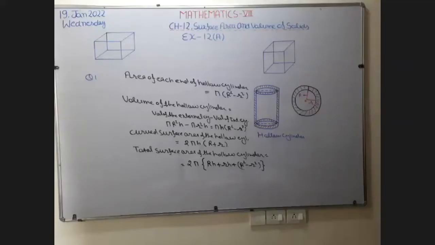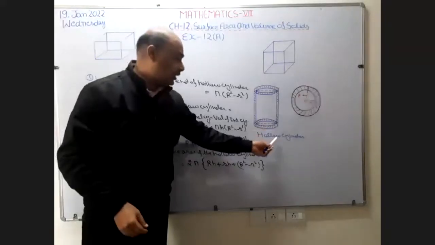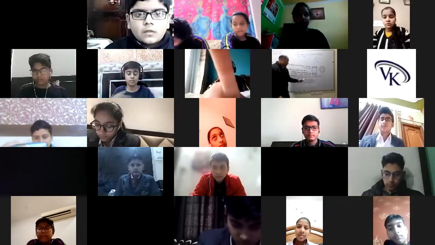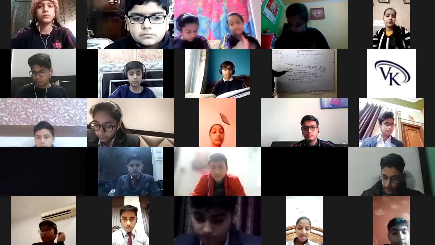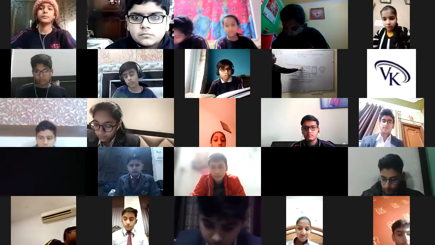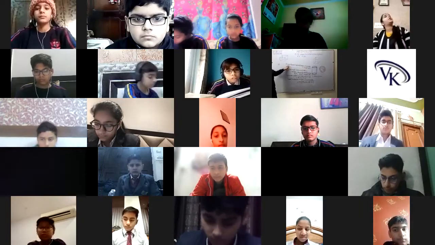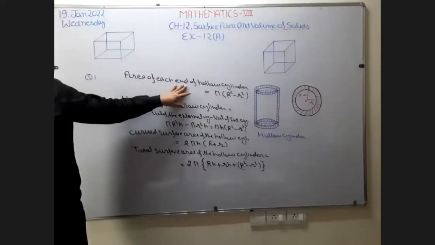Okay, beta. Now see on the board, everyone. This is the shape of a hollow cylinder. Yesterday we discussed the cut surface area. Two formulas are left: volume and total surface area. Now see what I write here: area of each end of the hollow cylinder. What is written on the board? Area of each end of the hollow cylinder.